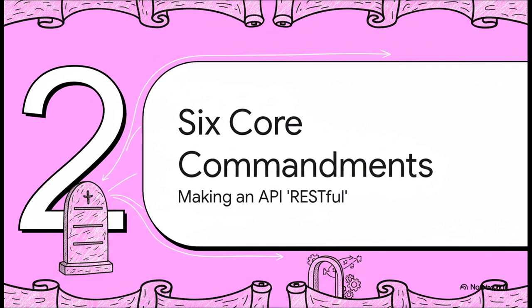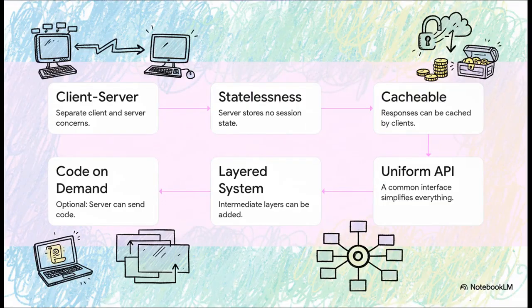Okay, so if REST is a style, what makes an API truly RESTful? That's where the constraints come in. You can think of them as the 6 core commandments you have to follow to get it right. So here they are, the 6 big ones. But for now, let's just focus on the 2 that are, without a doubt, the most important for building massive, scalable systems: statelessness and the uniform interface.